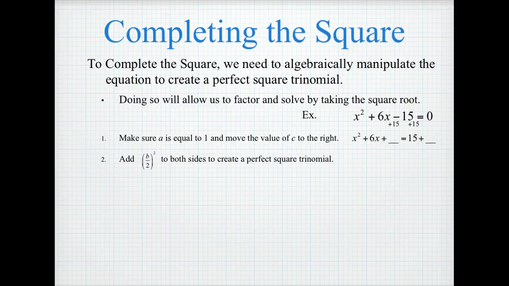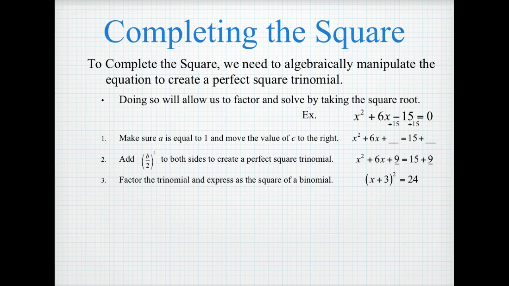So for the given equation, the value of 6 is equal to b. Dividing it by 2 and raising it to the second power gives us 9. So we add 9 to both sides of the equation. From this point, we've created a perfect square trinomial on the left side of the equation, and now we're ready to factor. Factoring the left gives us the quantity (x + 3)² = 24.